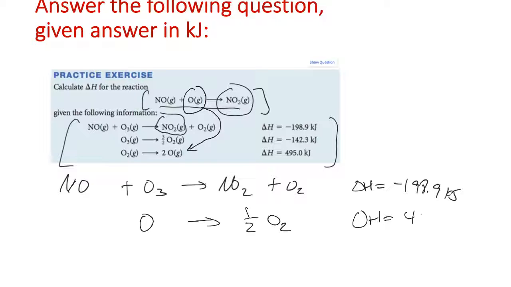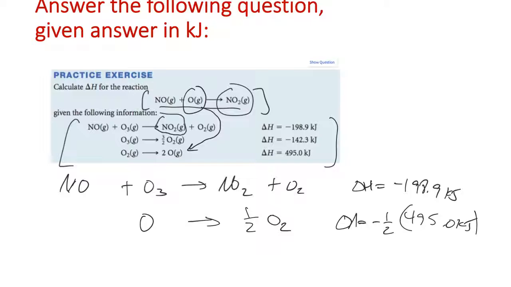I'm gonna write the 495 as it originally was for the reaction. The key is, once I flip the reaction, I need to take the negative of this delta H. Let me move this delta H over a little bit. So by flipping the reaction, I change the sign to negative. And then because I cut the coefficients in half, I gotta multiply it by a half. So you take minus a half times 495, which would be the enthalpy of forming a half mole of O2.